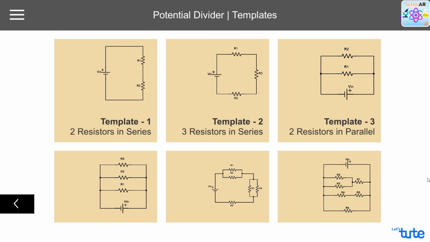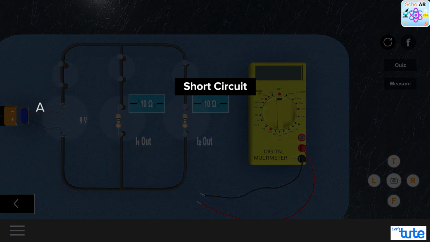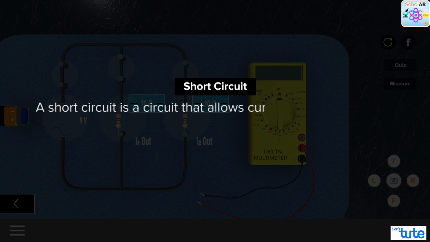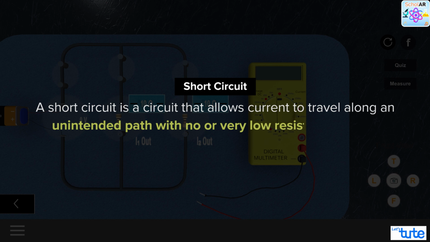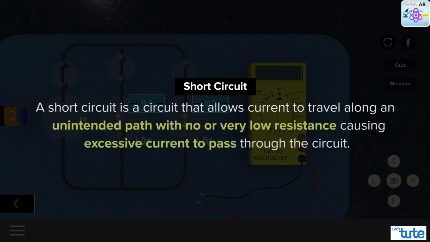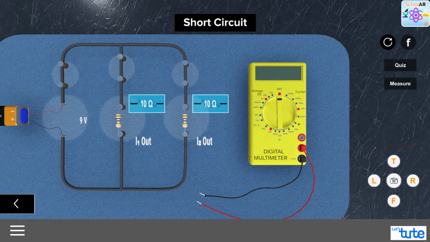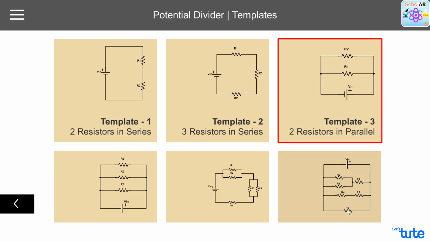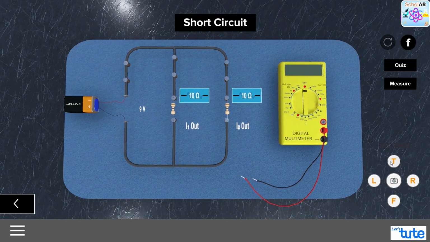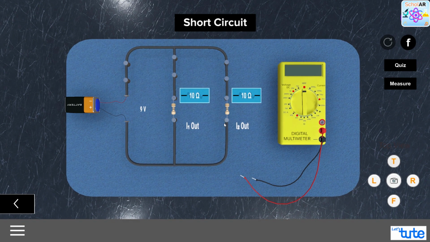But before you go and experiment with all the other templates, let's talk about a word that you have probably heard of before: short circuits. A short circuit is a circuit that allows current to travel along an unintended path with no or very low resistance, causing excessive current to pass through the circuit. Now, how does this happen? Well, we can see this in action in template 3. What do you think will happen when we change the resistance of any one of the resistors to 0? Let's figure it out together.